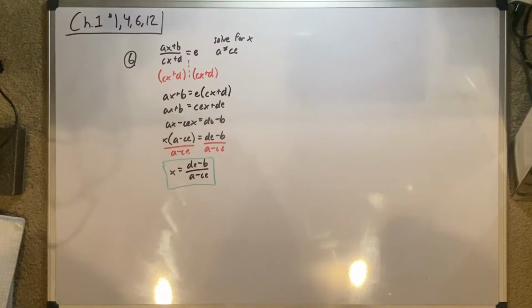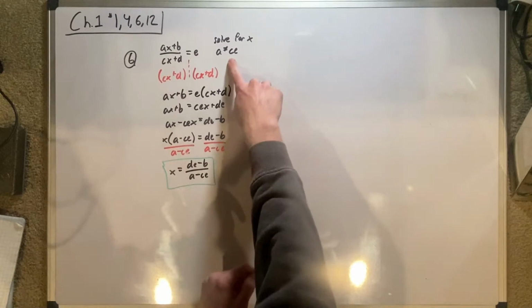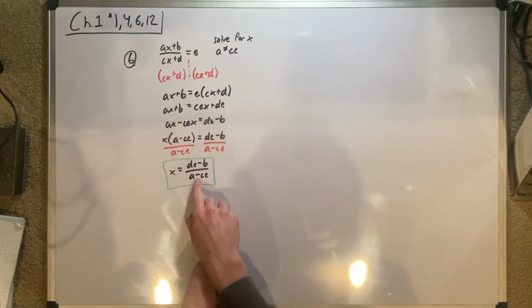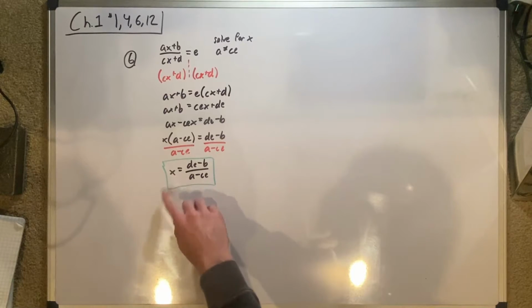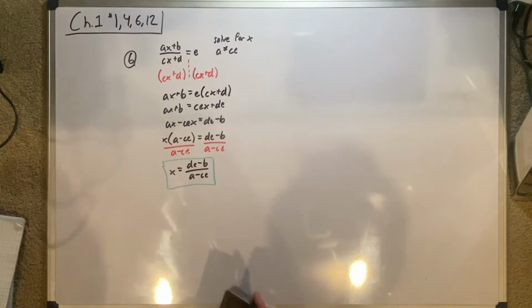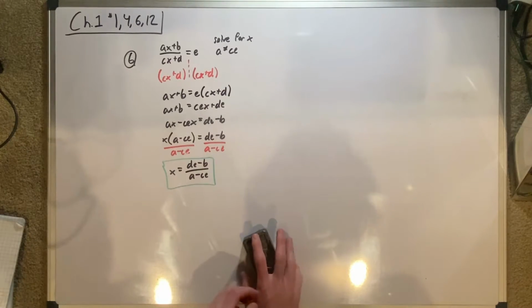And now it makes sense why they put this a isn't equal to ce, because if a was equal to ce, we would have a 0 in the denominator, and we can't have a 0 in the denominator. If it could be equal to ce, then there's a possibility that x has no solution, and it's undefined. But with this, we know x is a solution like this.